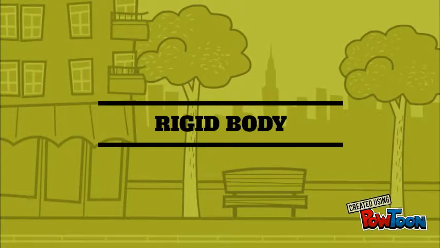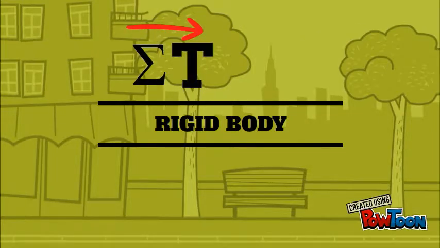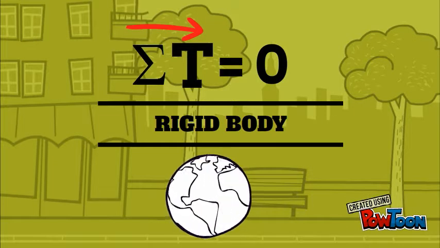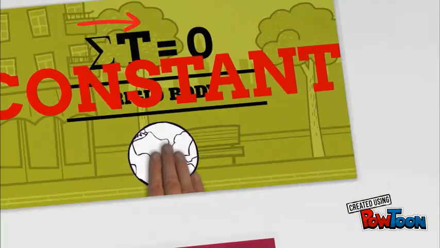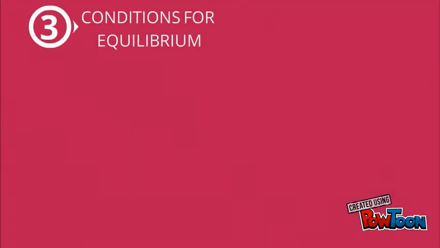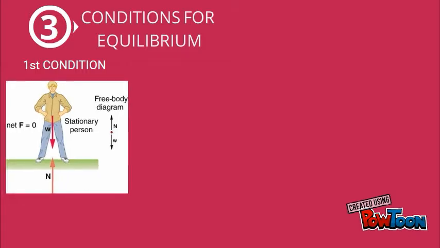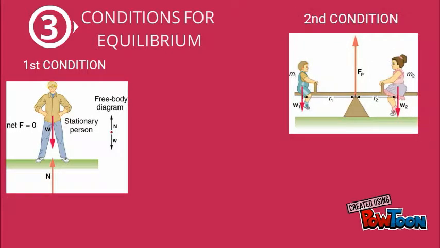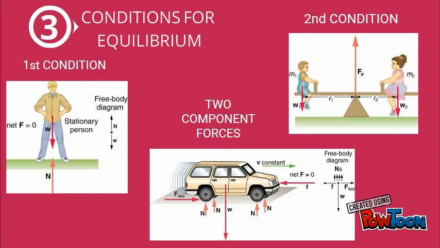A rigid body is considered to be in equilibrium if the vector sum of all torques acting on the body is equal to zero, so that its state of rotational motion remains constant. There are three conditions for equilibrium: the first condition, the second condition, and the two component forces.